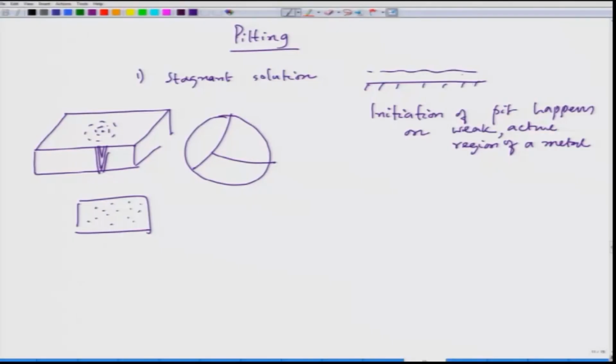Okay. And why am I telling stagnant solution? Let us say we have water and this is the metal surface. If the water flow is less, the number of pits and the depth of pits will be more; if there is a water flow, it is just the reverse, and the pit formation would be hindered.